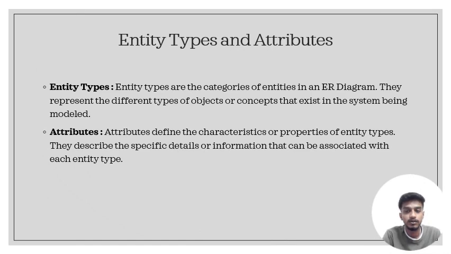Next, we will discuss entity types and attributes. Entity types are the categories of entities in an ER diagram. So they represent the different types of objects or concepts that can exist in the system being modeled. Attributes define the characteristics or properties of an entity type, and they describe the specific details or information that can be associated with each entity type.